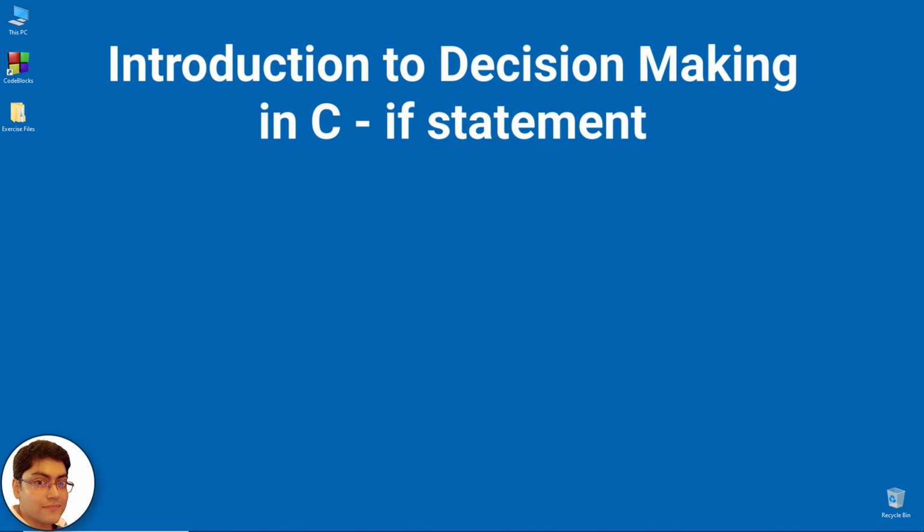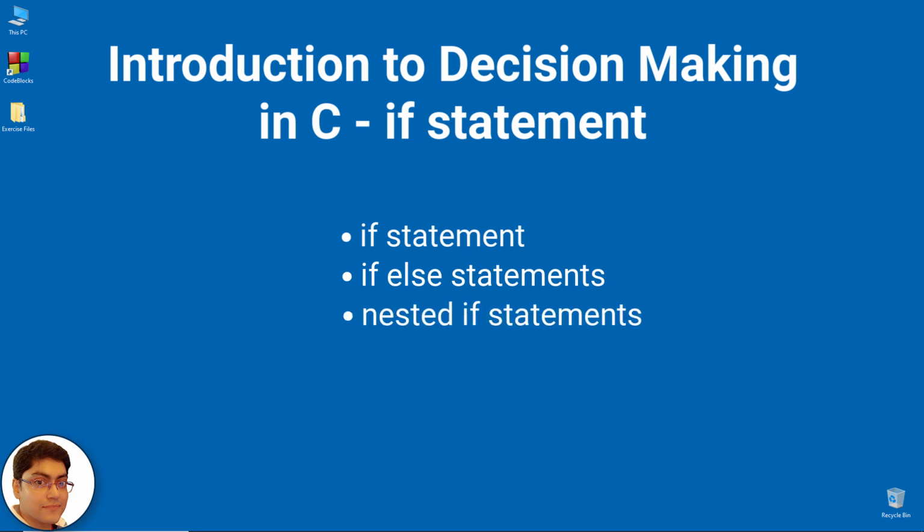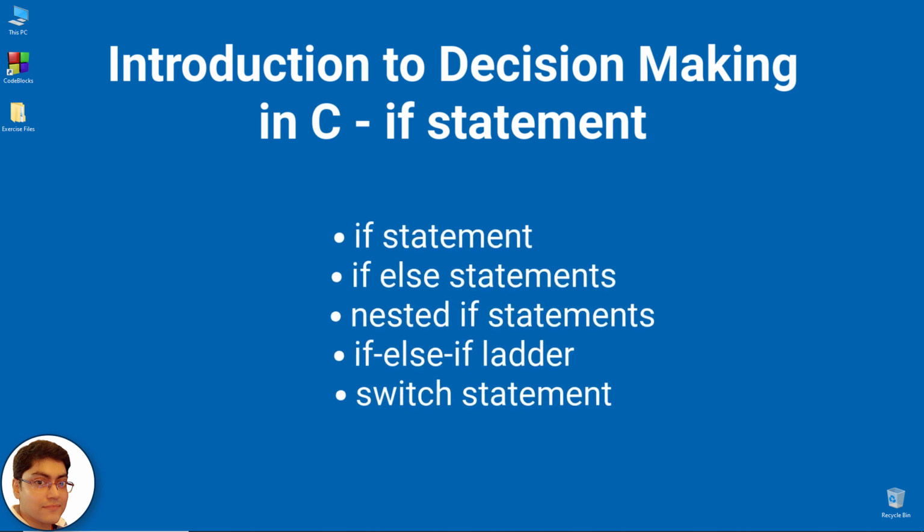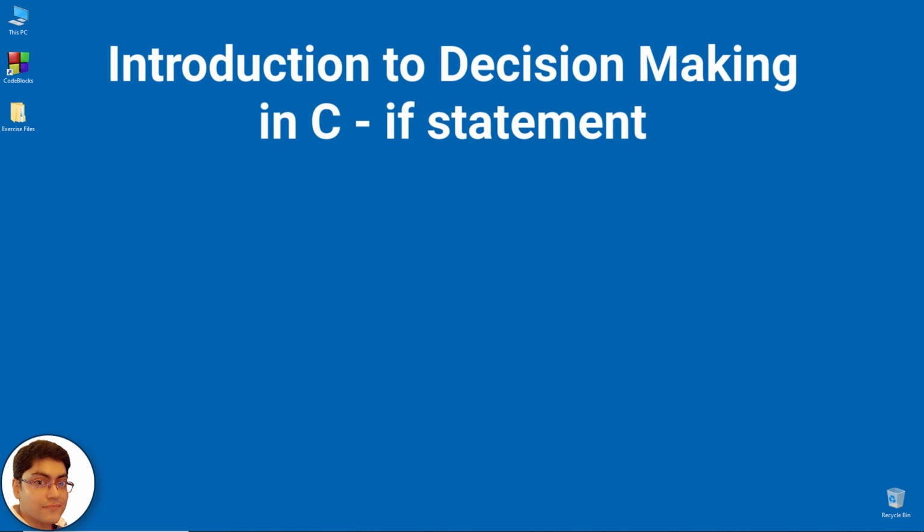C decision-making statements are if statement, if-else statements, nested if statements, if-else-if ladder, switch statement. If statement is the simplest decision-making statement. It is used to decide whether a certain statement or block of statements will be executed or not. That is, if a certain condition is true, then a block of statements is executed, otherwise not. Its syntax is as follows.